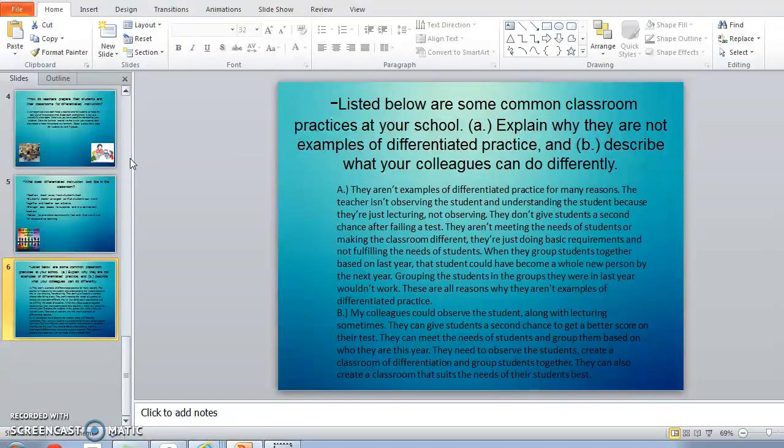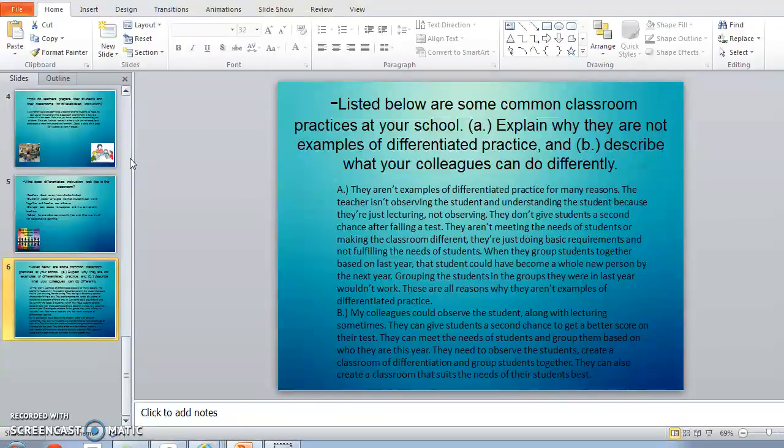students are met. And then also, when you group students together based on what happened last year, over a year, a lot of people have changed by then. So I think you should have a whole new grouping, examine and watch the students and make a whole new set of groups, I think.